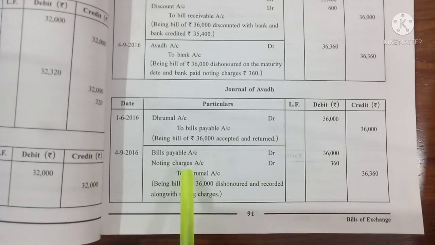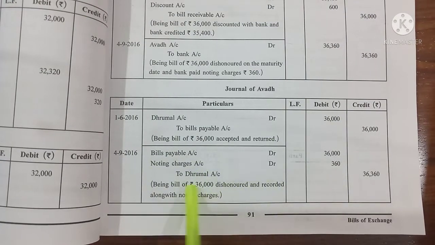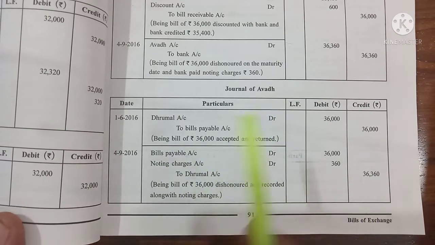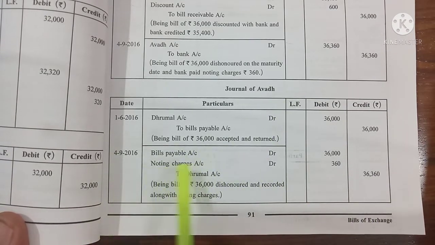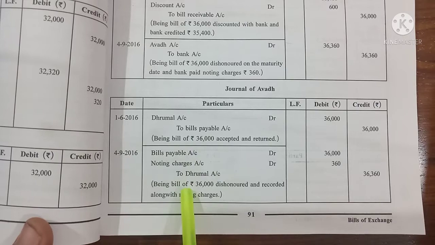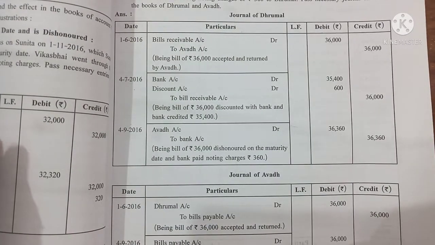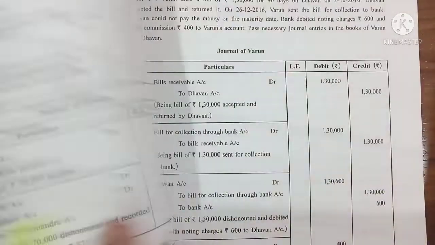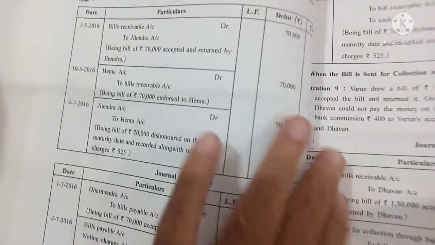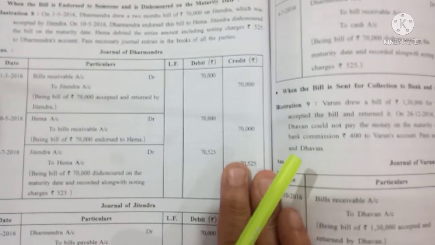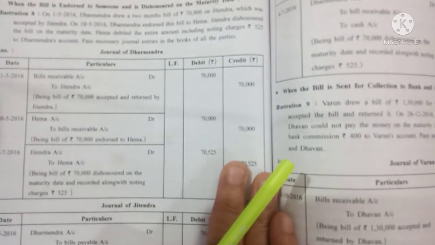So noting charge is an expense for him, not for Dhumil. So noting charge account will debit to Dhumil's account 36,360. So he will write on 4/9/16 bills payable account debit, noting charges account debit to Dhumil, which is 36,360.